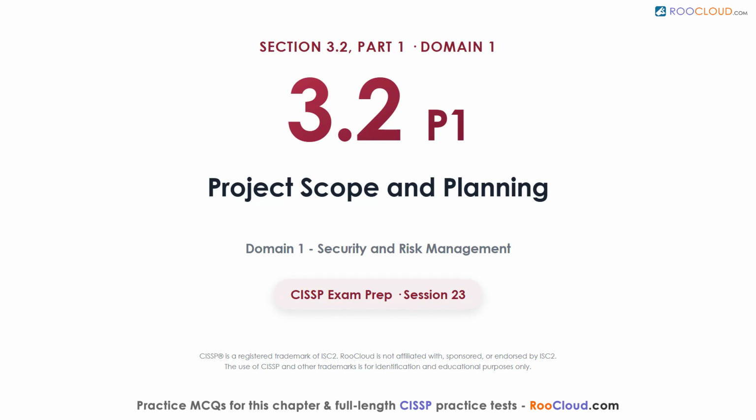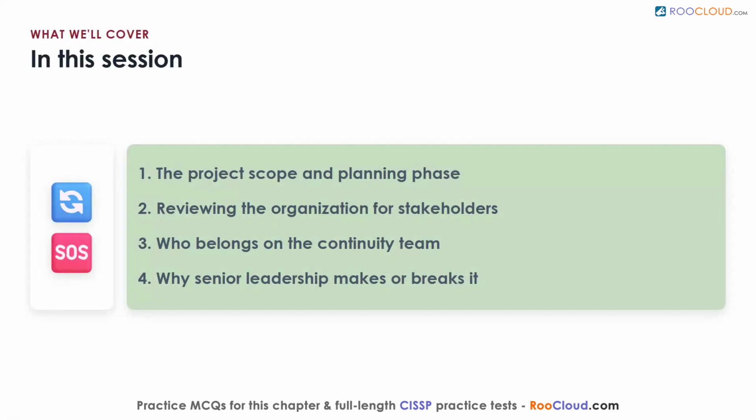This is the 23rd session of the CISSP Exam Prep series. In this session, we'll cover how a continuity effort gets off the ground. We'll answer several questions. What is the project scope and planning phase? And what goals guide it? How do you review the organization to find who has a stake? Who belongs on the continuity team? And why does senior leadership involvement make or break the whole thing?